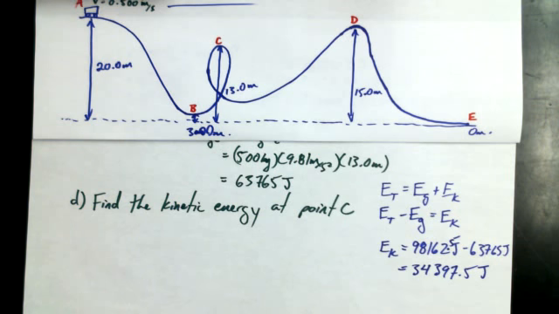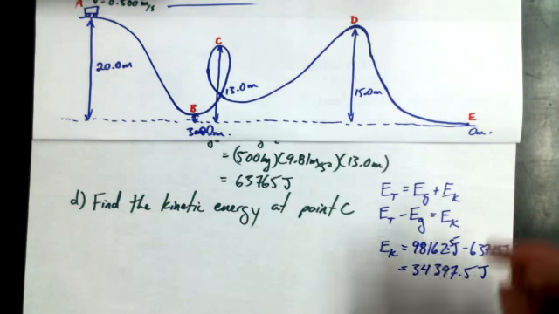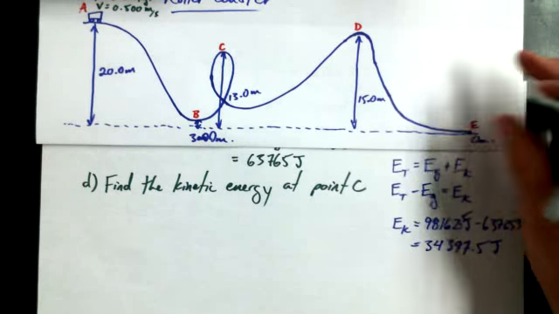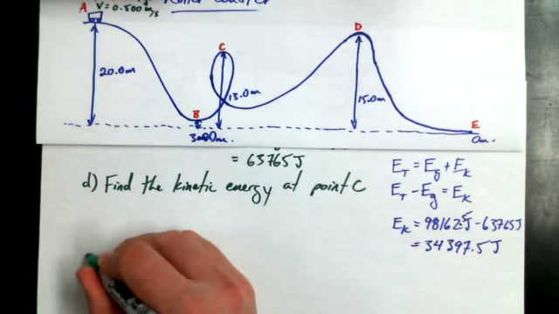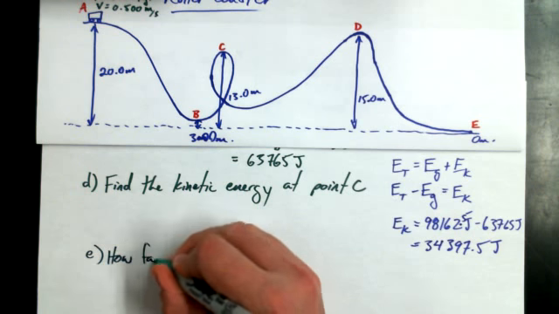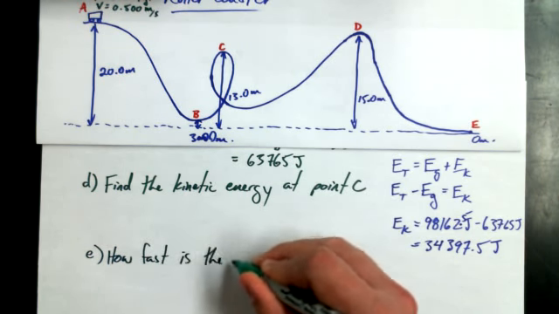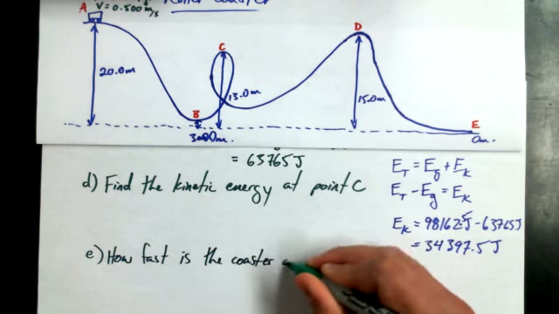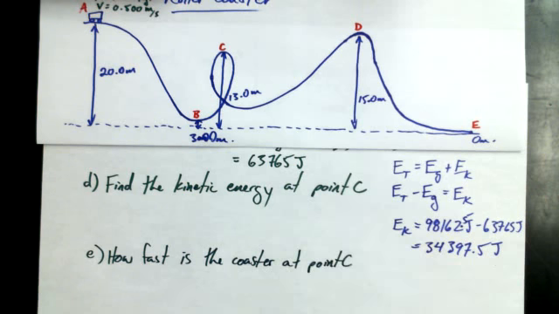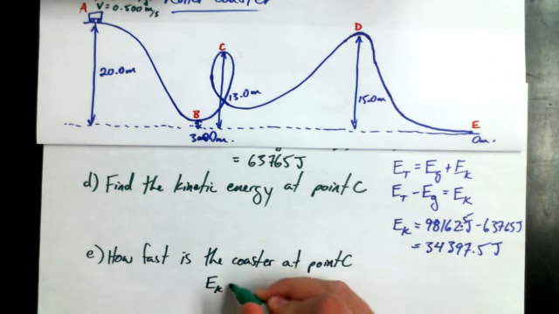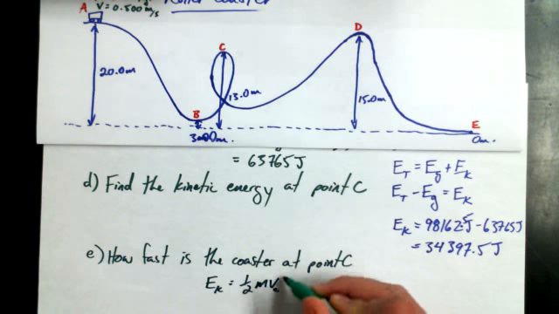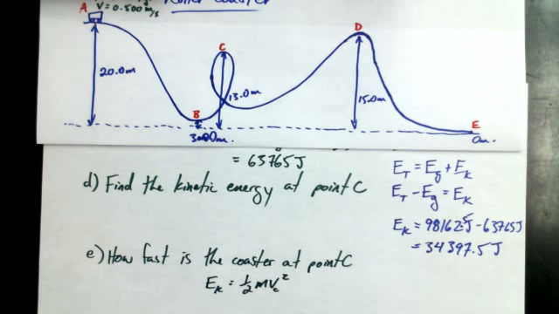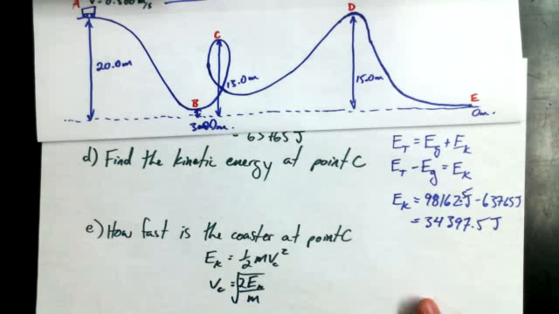Now, if we know how much kinetic energy we have, can you imagine that we can find out how fast we're going? All right. Let's just set it up. So if we're going to do a part E, we could say how fast is the coaster at point C. In that case, we could just say, well, EK is equal to 1/2 m v at point C squared. And the only value we don't have in that equation is the v. And we can isolate for v. What you'll get is Vc is equal to the square root of EK times 2 over m. And you just plug in your values, and you'll find out what the velocity is at point C.